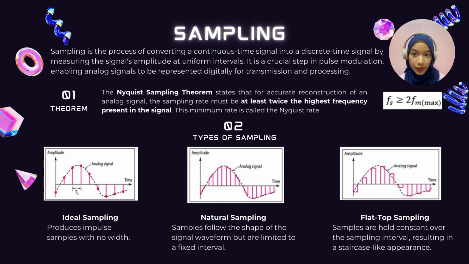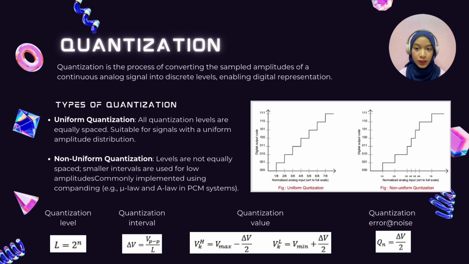Move on to sampling. Sampling is the process of converting a continuous time signal into a discrete time signal by measuring the signal's amplitude at uniform intervals. According to the Nyquist sampling theorem, for accurate reconstruction of an analog signal, the sampling rate must be at least twice the highest frequency present in the signal. This minimum rate is called the Nyquist rate. Then we have types of sampling. We have ideal sampling, natural sampling, and flat top sampling.